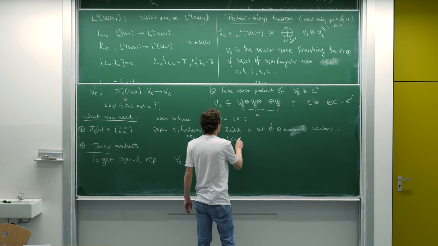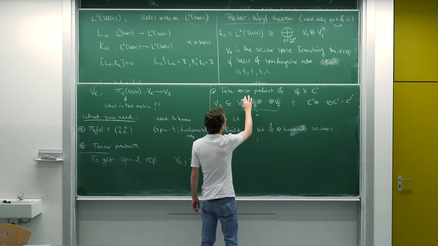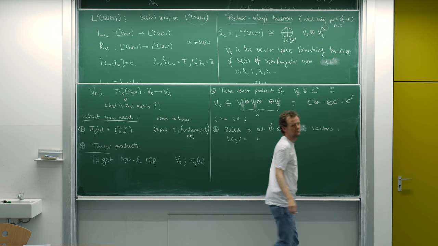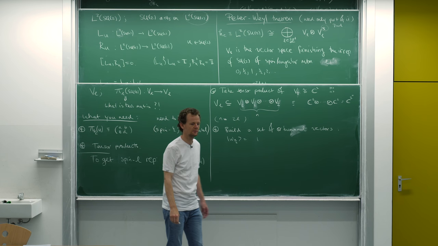Okay. So here's the basis. I'm going to label the two basis vectors of C2 as 0 and 1. All right, they're qubits, why not call them qubits?